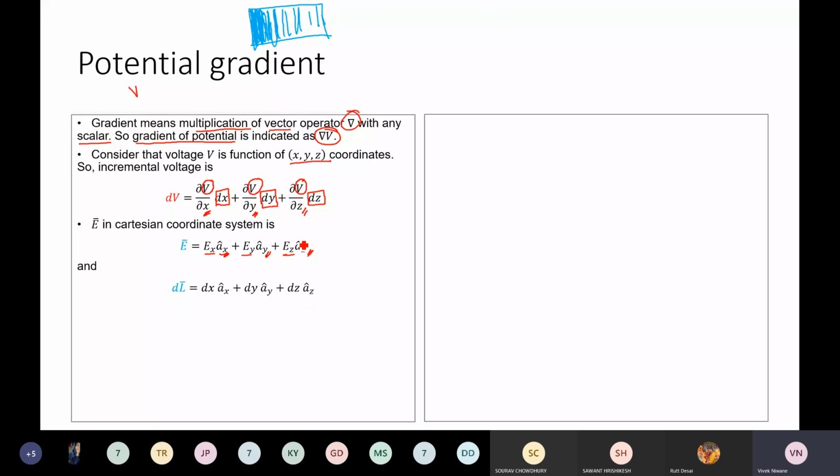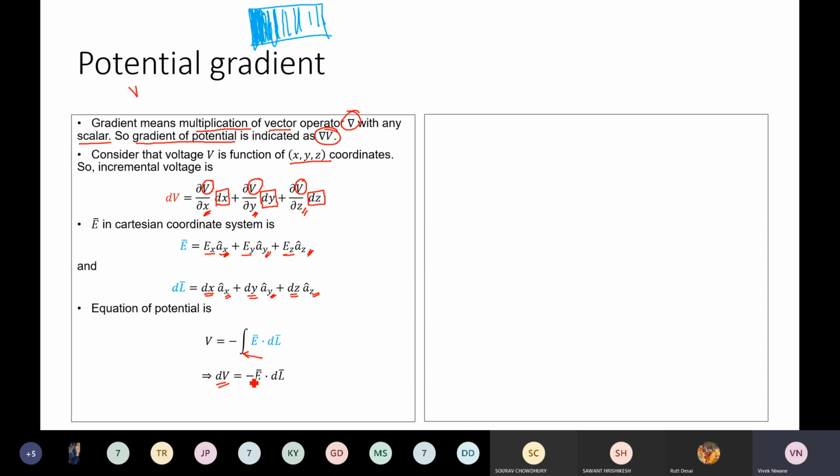And we have dl bar in the Cartesian coordinate system as a small amount of x in the x direction, a small amount of y in the y direction, and a small amount of z in the z direction. So the equation of potential, from the previous expressions we have observed, V is equal to minus E bar dot dl bar. This is how we arrived at the expression of V, but in general we can write dV is equal to minus E bar dot dl bar. So we are eliminating the differential by taking the derivative on both sides.